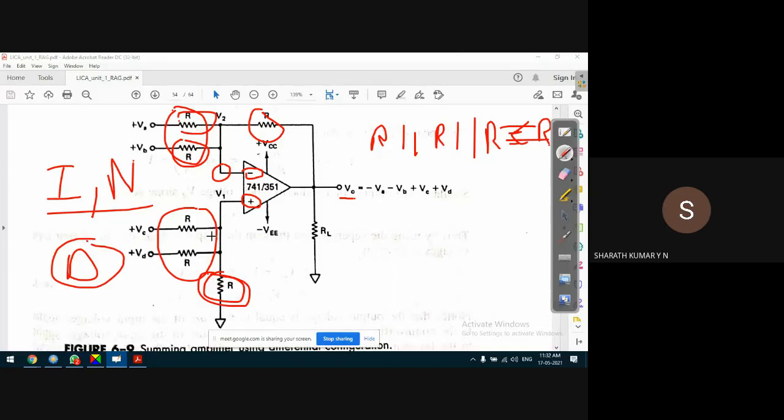But in this difference amplifier, one thing we have to observe very carefully is that the feedback is given to the inverting input terminal, not to the non-inverting one. You could have given feedback to the non-inverting input terminal also, but this is not recommended.